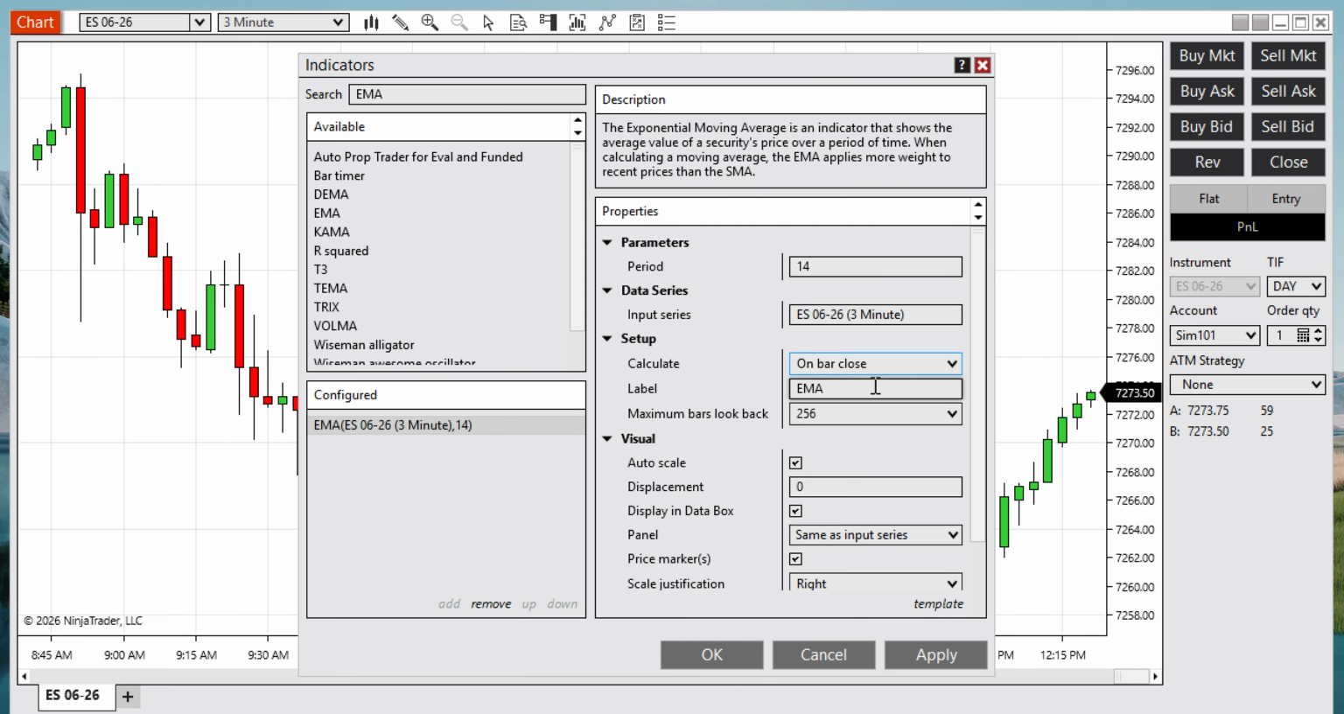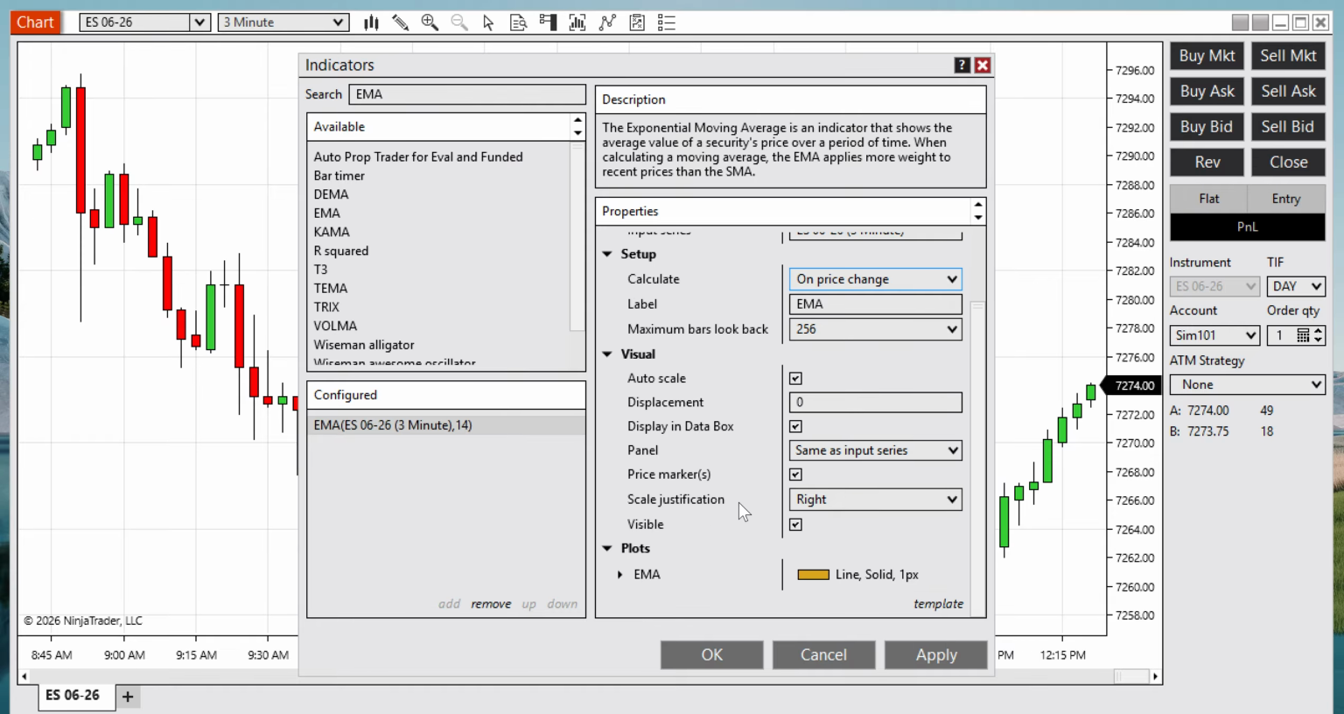And if you say bar close, then it takes the value at every bar close. It would have taken once here, then it waits for the bar to complete, and then it takes whatever the value is at the end. Close means wherever it closed. Right now we'll keep it at price change. It's in between a high-frequency check and waiting for the close. And then the rest is all visuals.